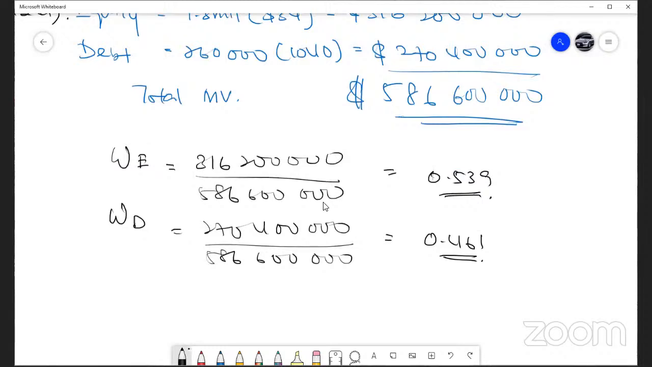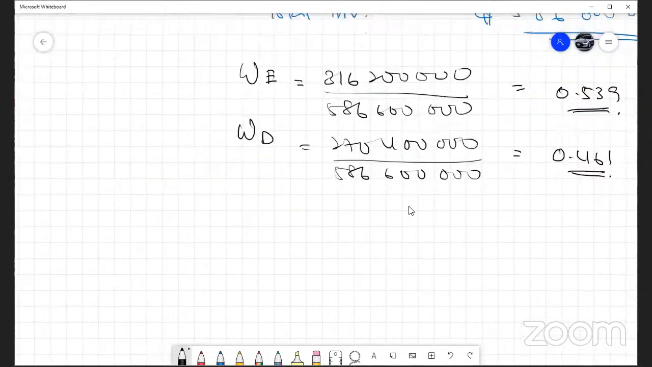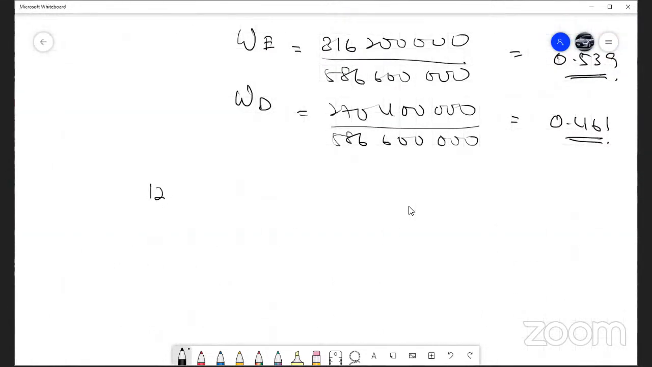So part B, if Titans is evaluating a new investment project that has the same risk as the firm's typical project, what rate should the firm use to discount the project's cash flow? What is the rate that you need to know? So basically, you need to calculate the WACC. So 12B, they want you to find WACC.